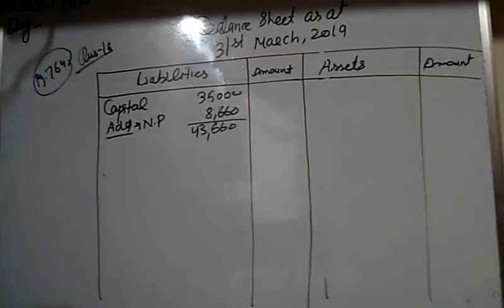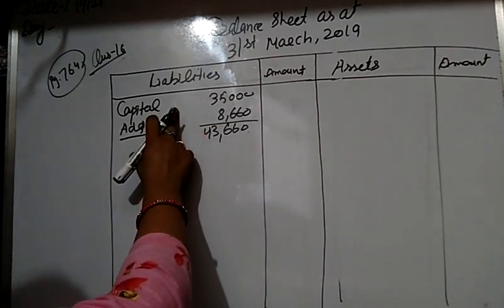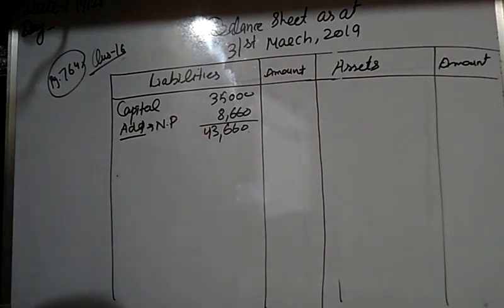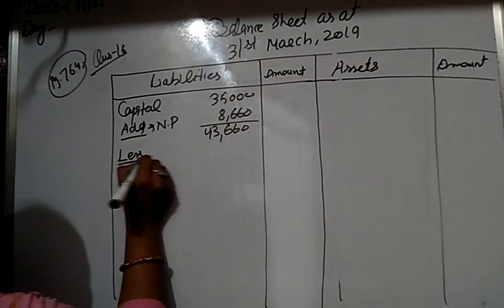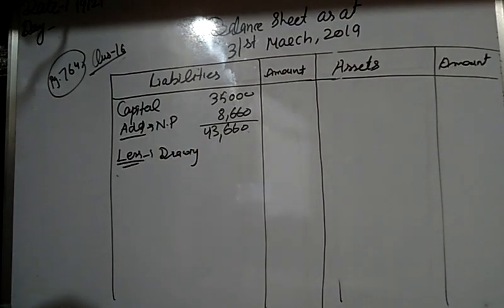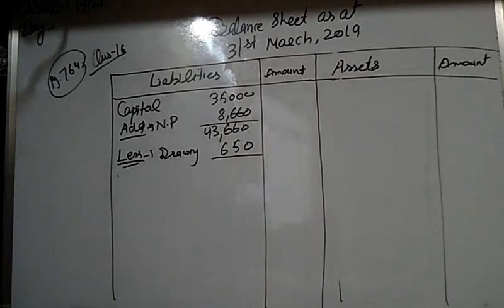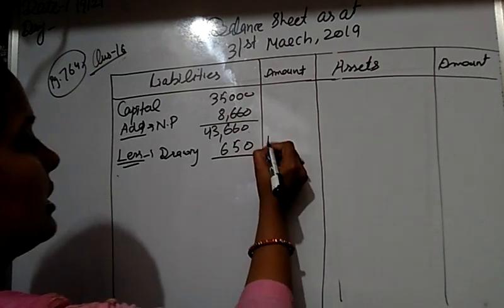Drawings are also given. As we read earlier, drawings means some part of the capital or cash withdrawn by the proprietor for personal use. So from this amount our capital is reduced. We deduct the drawings from the capital. Whenever net profit is there, we add it into the capital, and whenever drawings are there, we deduct them from the capital. So it is 6,650. The net value that we record in the balance sheet for capital is 43,010.